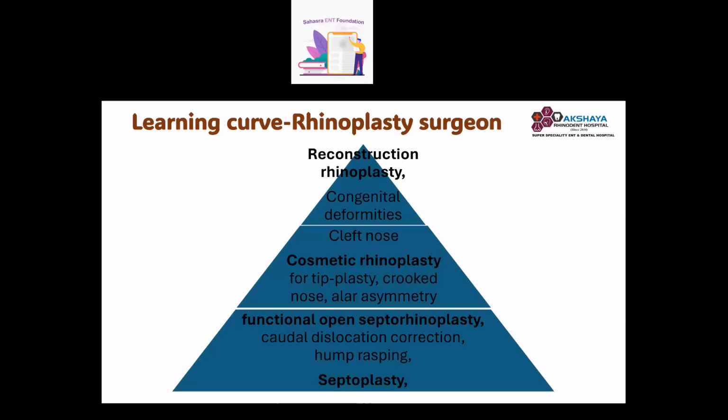Then it will be easy to develop your skills, and you can do septoplasty, open approach septorhinoplasty, then cosmetic rhinoplasty, and then you can go for reconstruction rhinoplasty. The peak will be reconstruction rhinoplasty. If there is no nose, you can create the nose by harvesting the rib cartilage, costal cartilage, and you can take a forehead flap. All those things we can do. So that we will discuss in the upcoming seminars and lectures in the rhinoplasty master class.